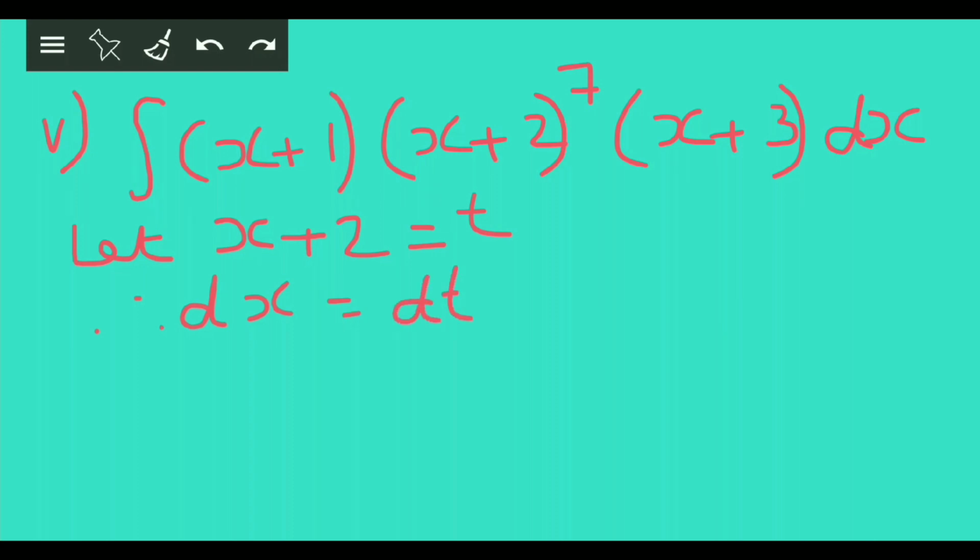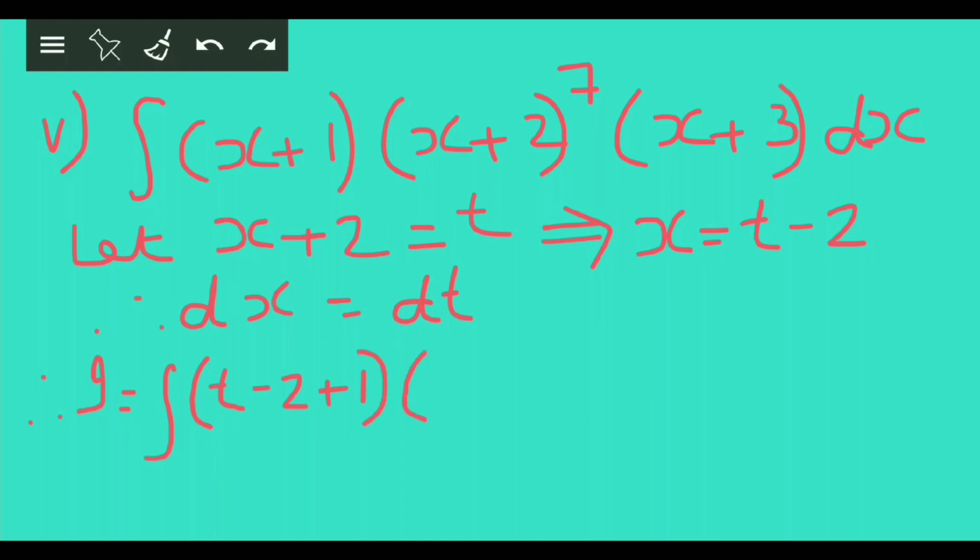That is one thing. Similarly, from x plus 2 is equal to t, we get this value, that is x is equal to t minus 2. This we get from here. And therefore, we write this integral like this. Wherever x is there, we put t minus 2. So the integral becomes I is equal to the integral of t minus 2 plus 1. See, the first bracket is x plus 1. So it becomes t minus 2 plus 1. The second bracket is t because x plus 2 is t.